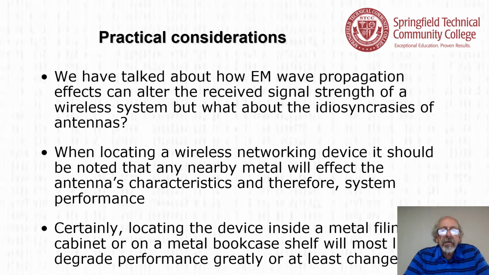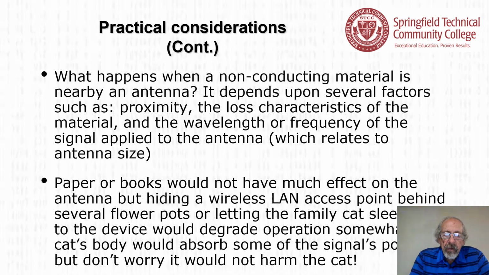So let's talk about some practical considerations of antennas. We have talked about how electromagnetic wave propagation effects can alter the received signal strength of a wireless system, but what about the idiosyncrasies of antennas? Well, when locating a wireless networking device, it should be noted that any nearby metal will affect the antenna's characteristics and therefore system performance. Certainly, locating the device inside a metal filing cabinet or on a metal bookshelf case will most likely degrade performance greatly or at least change it.